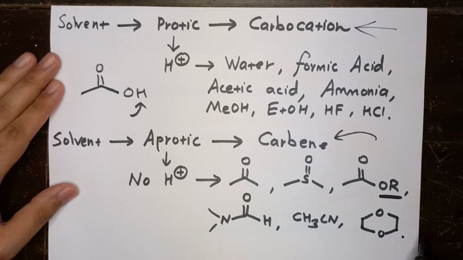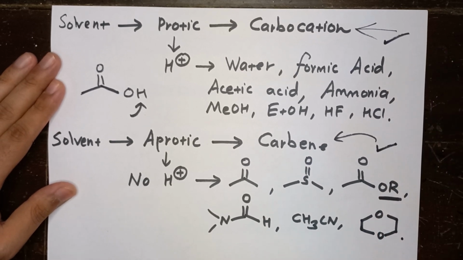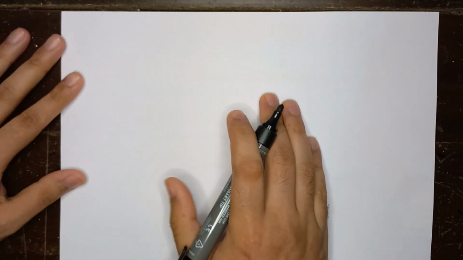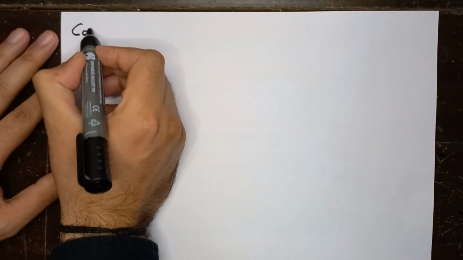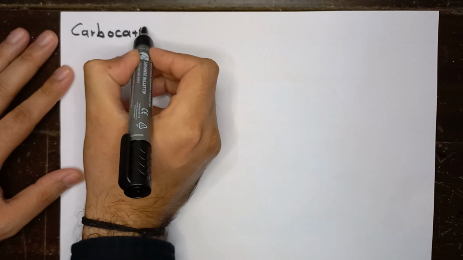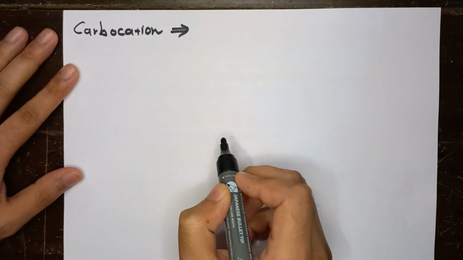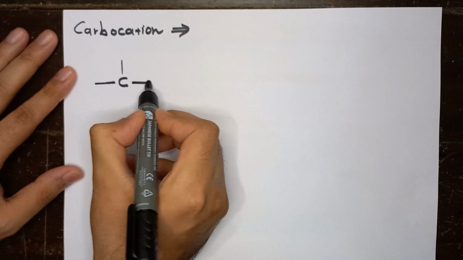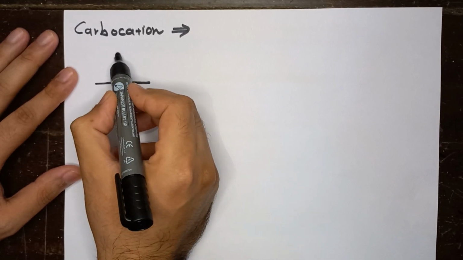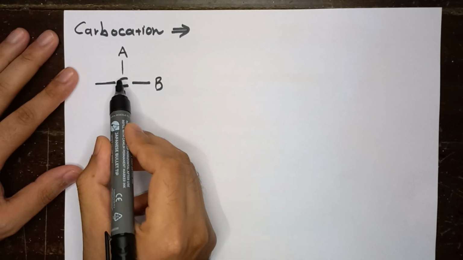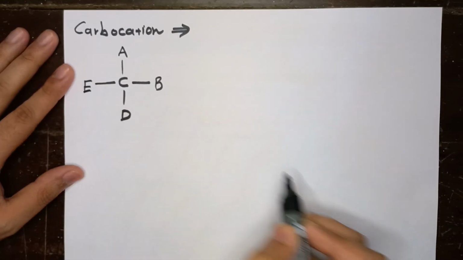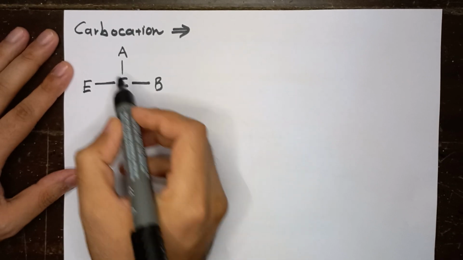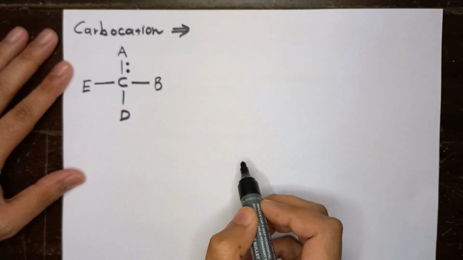Now let's spend some time discussing carbocation and carbene. So what is a carbocation and a carbene? We know that carbon can form 4 bonds. Let's say it forms bonds with A, B, and I have already taken C, so let me write D and E. Carbon can form 4 bonds with 4 atoms, and each bond represents 2 electrons.